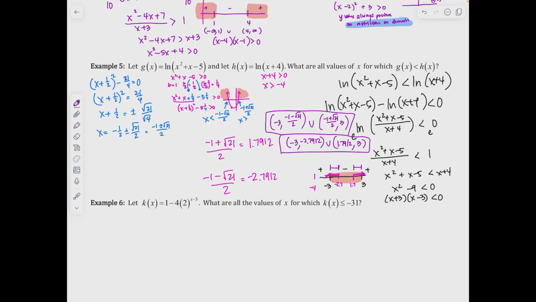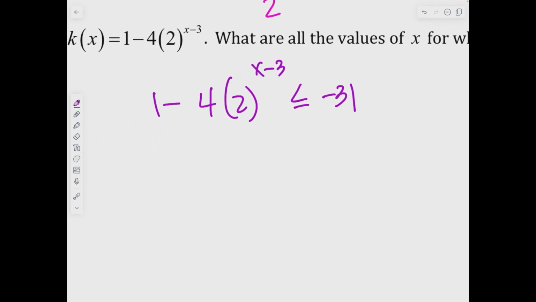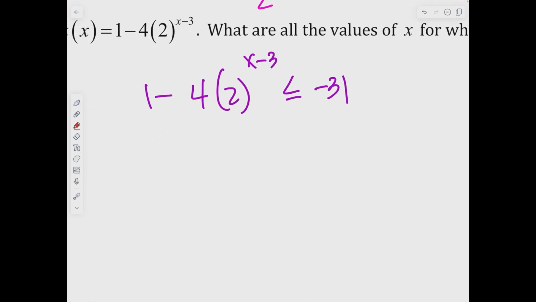What are the values of x for which k of x is less than or equal to negative 31? So the only thing I'm going to do here is substitute my function in, less than or equal to negative 31. Once I'm here, I'm just going to isolate my base. So my base is here. This is what needs to be isolated. So the 1 goes and then the negative 4 goes.